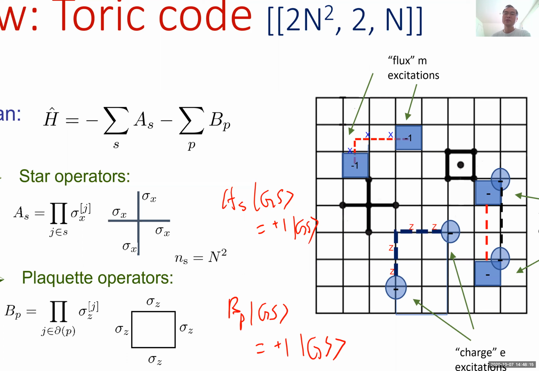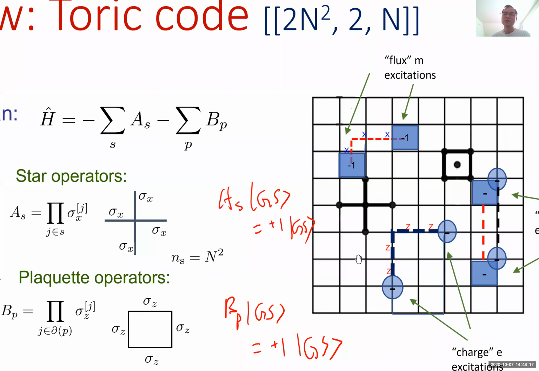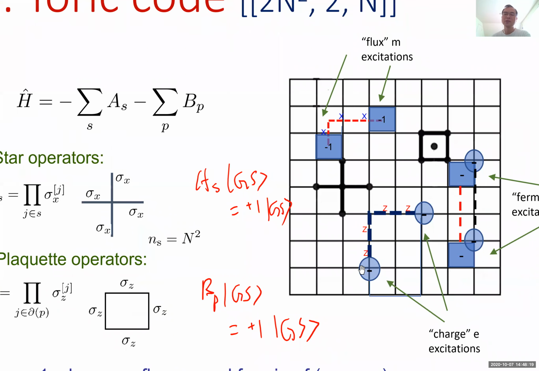And this also shows you how you correct errors, right? If you can measure the value of these stabilizers, and you see a pair of minus signs, what you do is try to find one of the possible paths connecting the two minus signs, and you would like to find the shortest distance. Then you apply the corresponding Z operators along this path, and then you can correct errors.